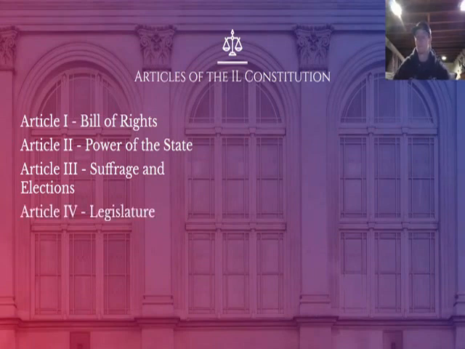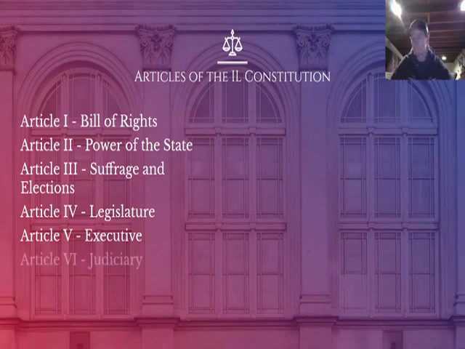Article 4 will be legislature, which is our upcoming bigger content that we're going to be looking at, probably starting tomorrow. Article 5 will deal with the executive, which in our case will be the governor. Article 6 is going to talk about judiciary, so anything that has to do about judges or the appointment of judges, the election of judges, districts, and all of those finer points that we're going to get into when we get to that section.